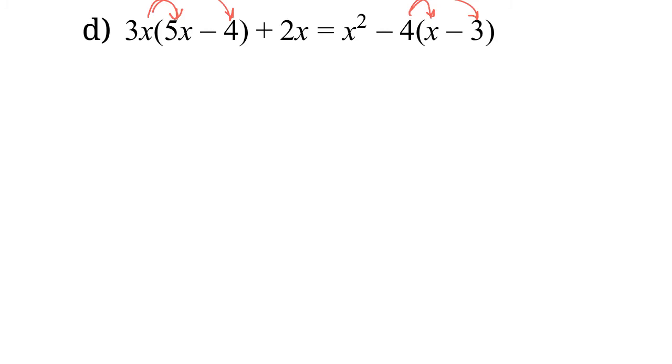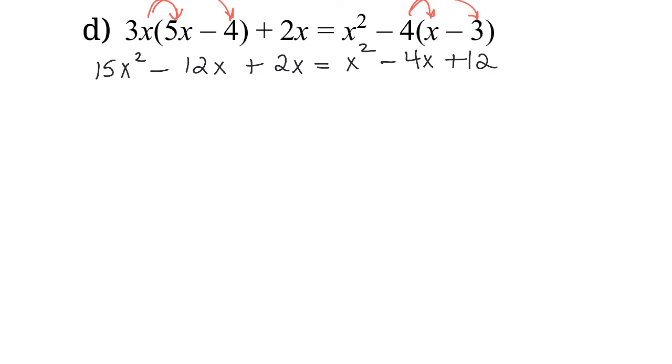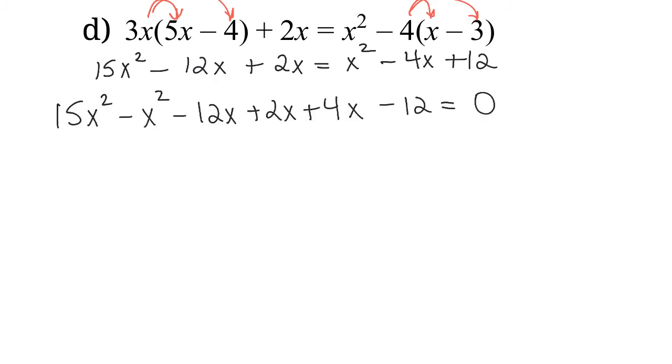So if I distribute, that's going to give me 15x squared minus 12x plus 2x, which equals x squared minus 4x plus 12. And now it's just a matter of collecting like terms, but also bringing all of your terms over to one side of the equation. Now, whatever side you choose is up to you. You can bring all the terms over to the left or all the terms over to the right. It's whatever your preference is. So I've chosen to bring all of my terms over to the left-hand side.